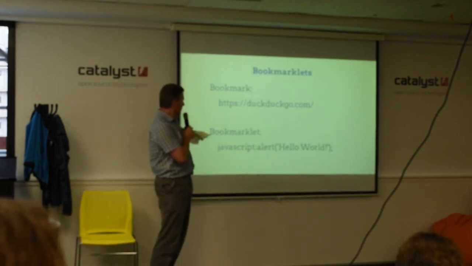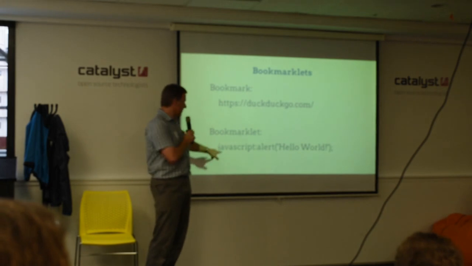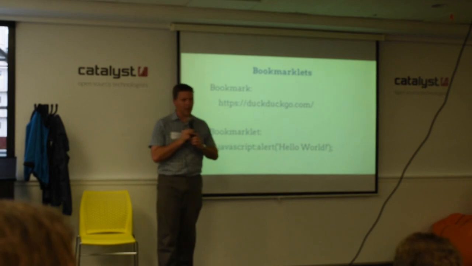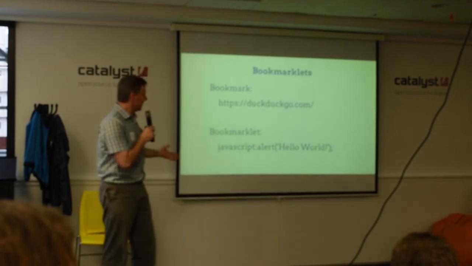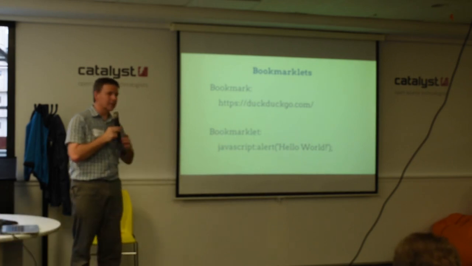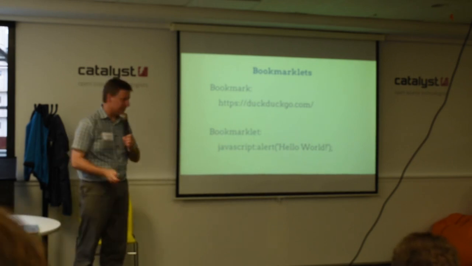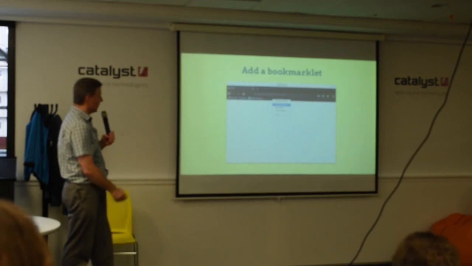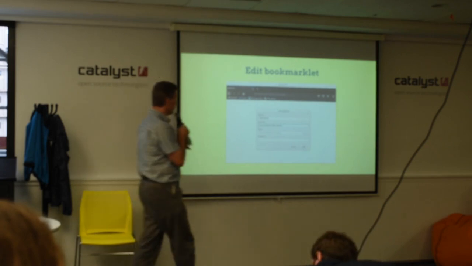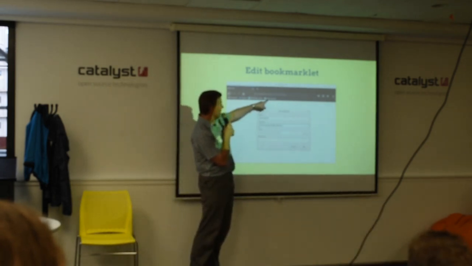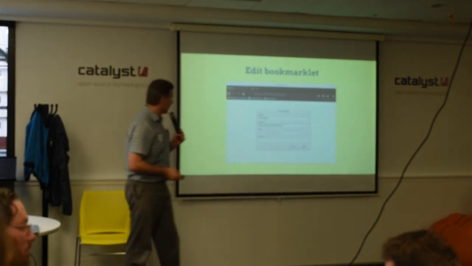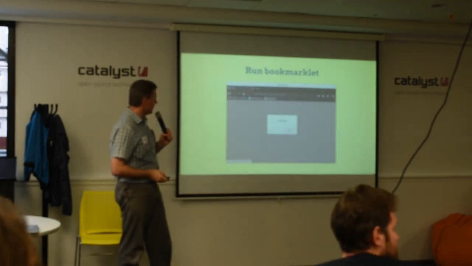Bookmarks are URLs. Bookmarklets are also URLs, but they start with the word JavaScript, a colon, and then some code. And the idea is that when you select that from your bookmarks menu, it runs the code in the context of the page you happen to be viewing at the time. So you create one like any bookmark. In this case, I said just create a new bookmark, and then I typed in the text that I wanted to appear there, the code that I wanted to run, which is just a hello world, and then when I click on that, it runs.